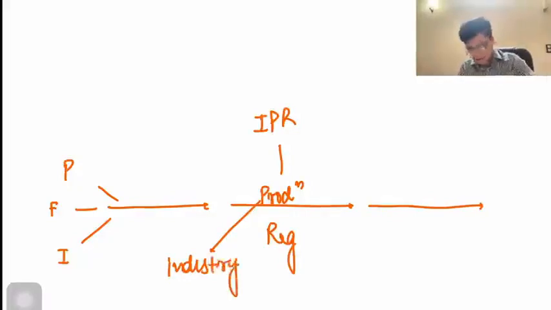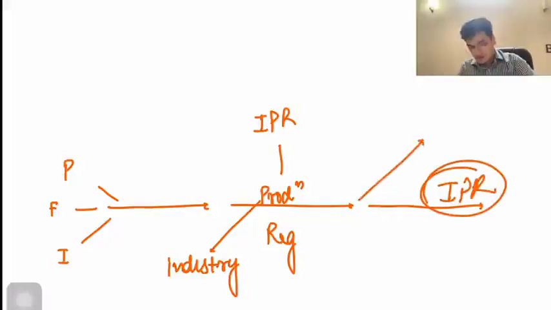And when the final thing happens, again here you will require IPR when the final thing is produced, and you will require to export it or to ensure that there is a level use of it.